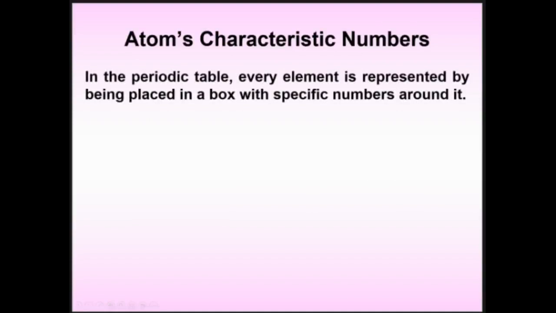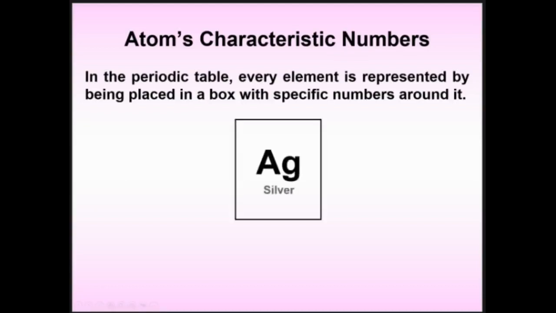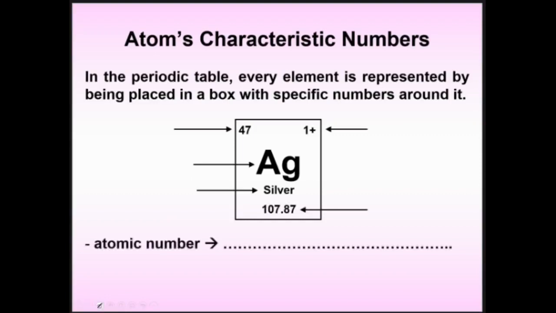What are the most important numbers in the periodic table surrounding each symbol for each element? Like this, for example. Okay, first, what do you call the number usually placed on the top left corner? That would be the atomic number, which represents what? What does it represent?